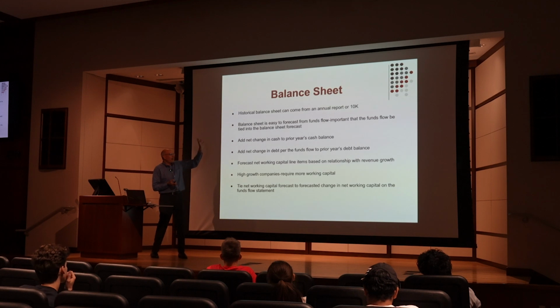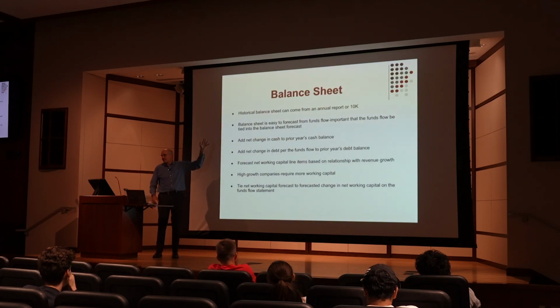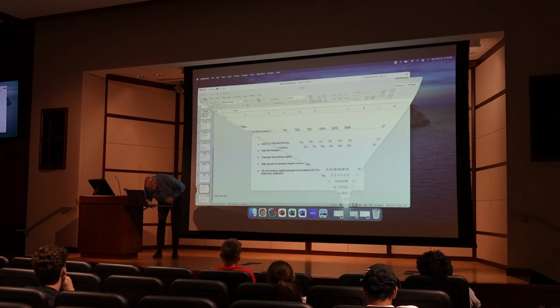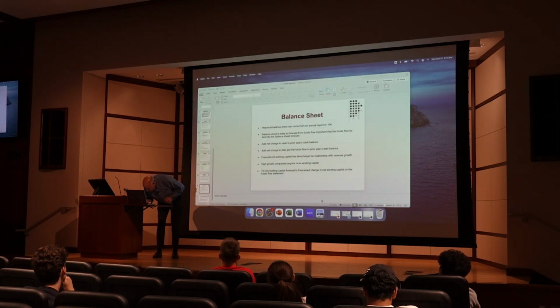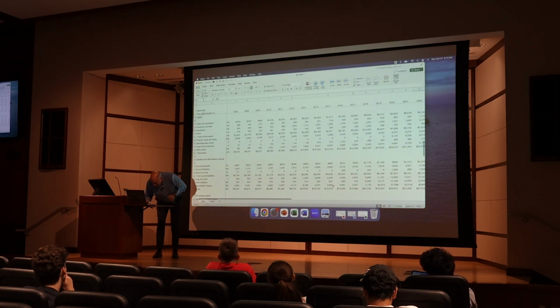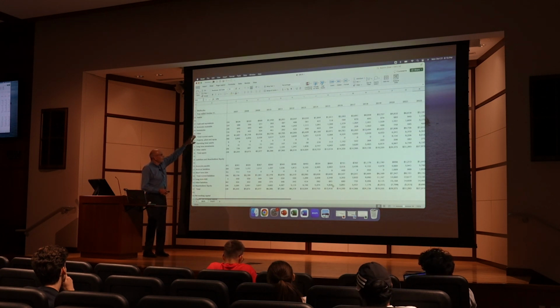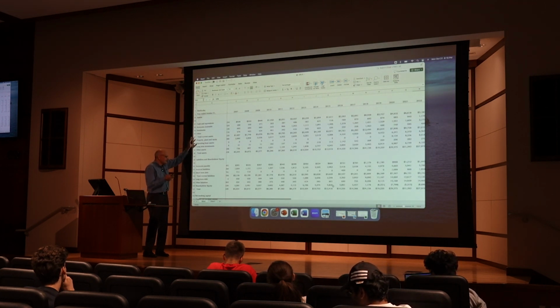So the balance sheet is easy, right? We just take the historic balance sheet and convert it. I like to keep the balance sheet simple and not get overly complex. Important, we have cash and equivalents, receivables, inventories, other current assets, property, plant, and equipment. You can group these together into other assets, it's fine.